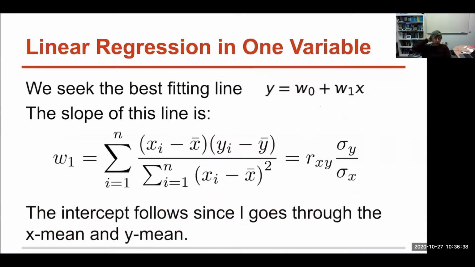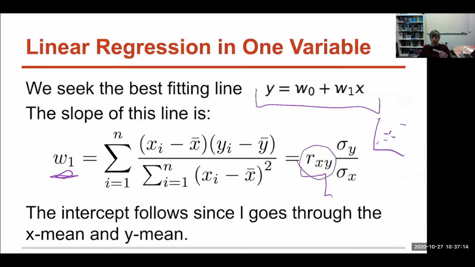Now, what happens when you do a linear regression in one dimension? In one dimension, that means that our line is going to be of the form W0 plus W1x. What is the best fitting line in one dimension? This has a closed form. And it turns out that the slope of the line, that it depends upon x, is going to be reduced to the correlation coefficient of the x and y variables times the standard deviation of the y values divided by the standard deviation of the x variables.